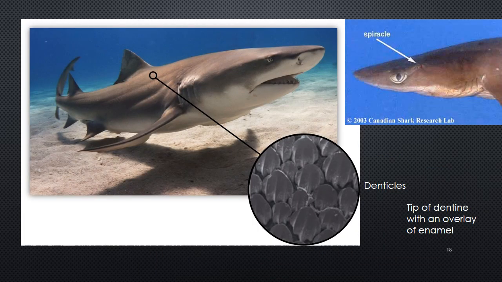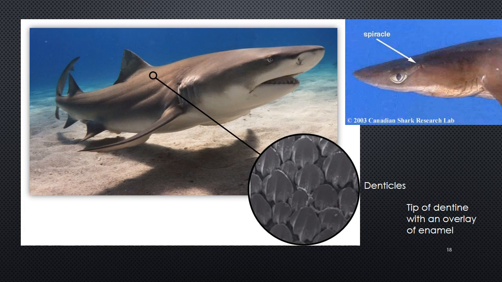So let's take a closer look at these denticles. Like I said, they're kind of like scales. They're fairly small, and they overlap one another. And the tip of them is overlaid with enamel. So just like your teeth, they're made of dentine, and then they have enamel on top of them. So they're very protective, actually.